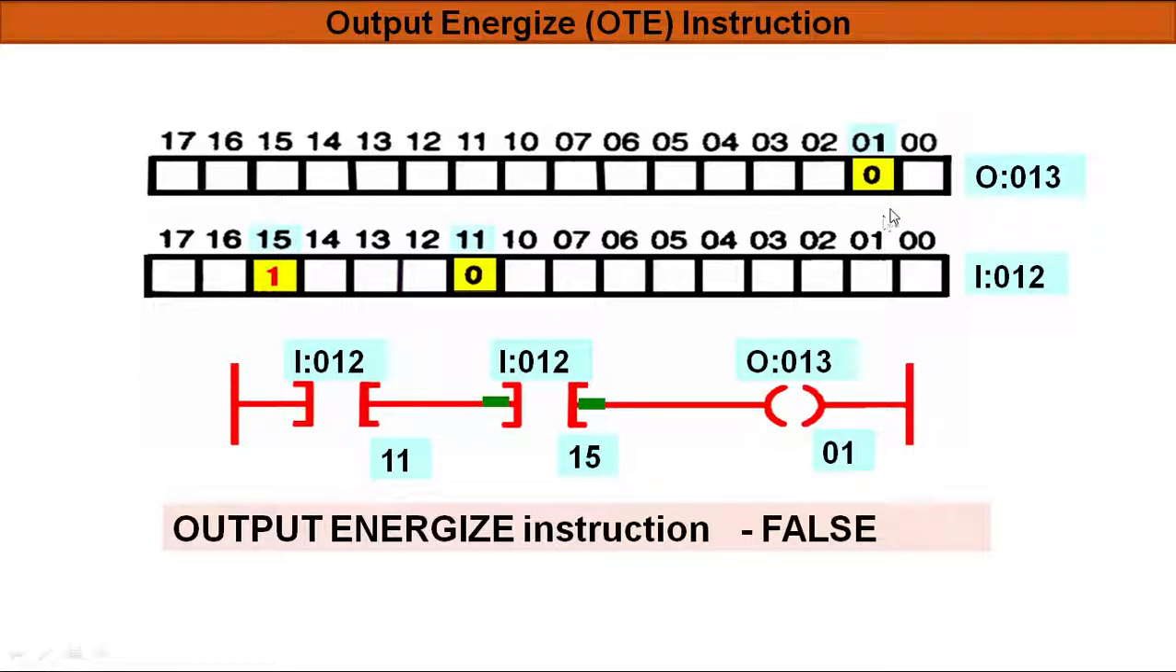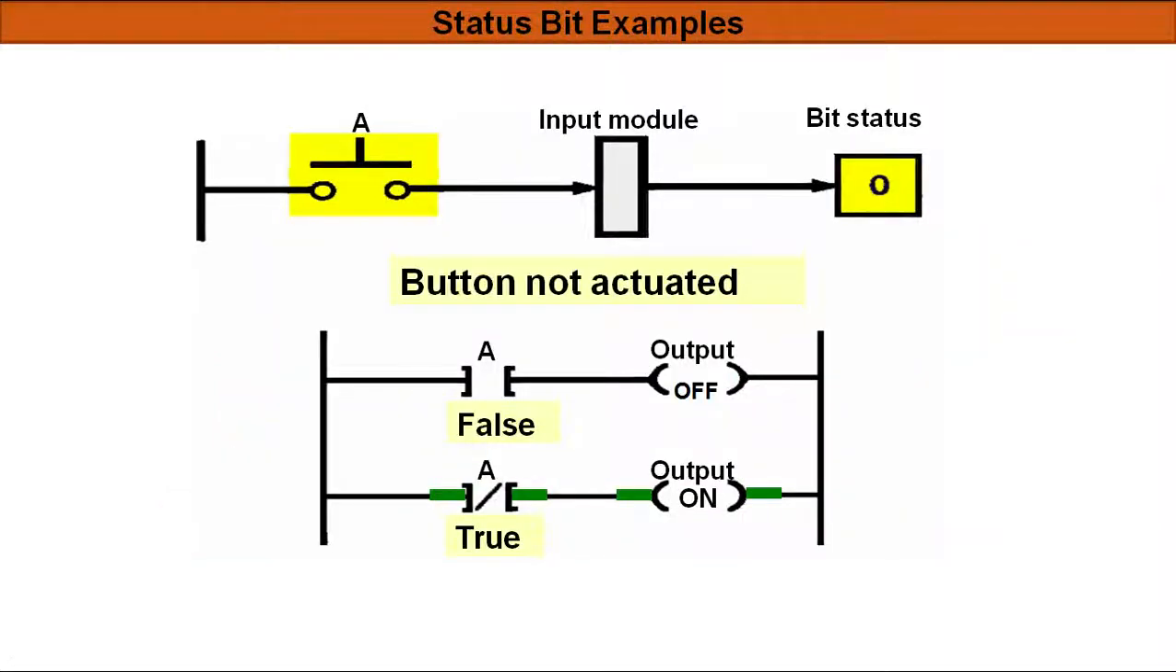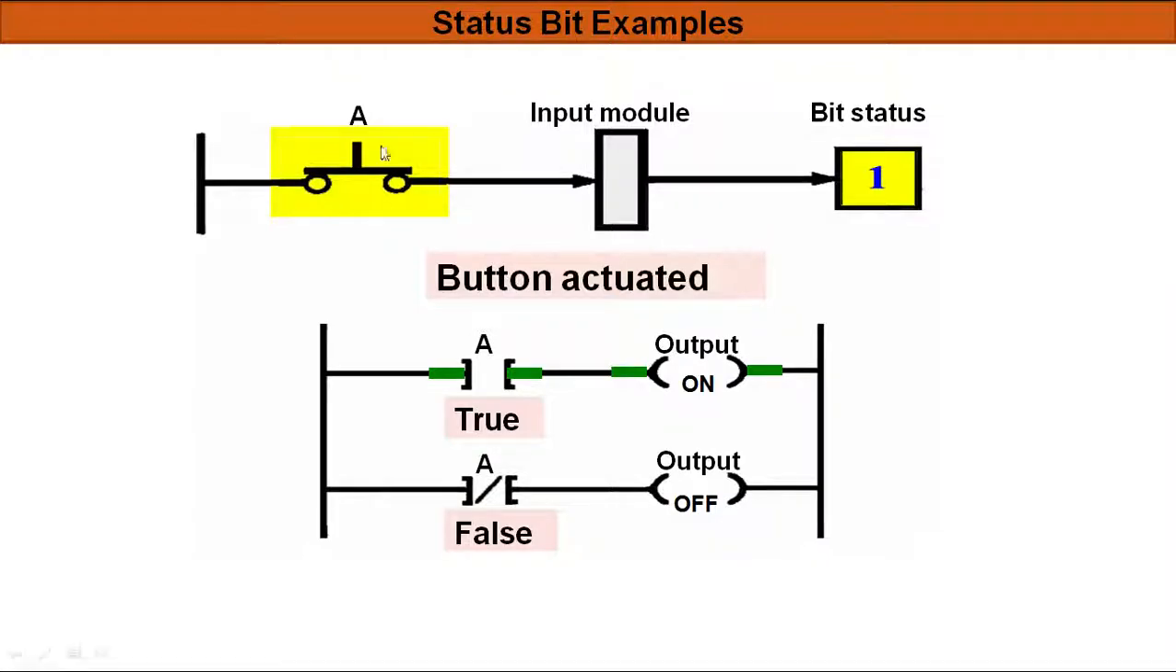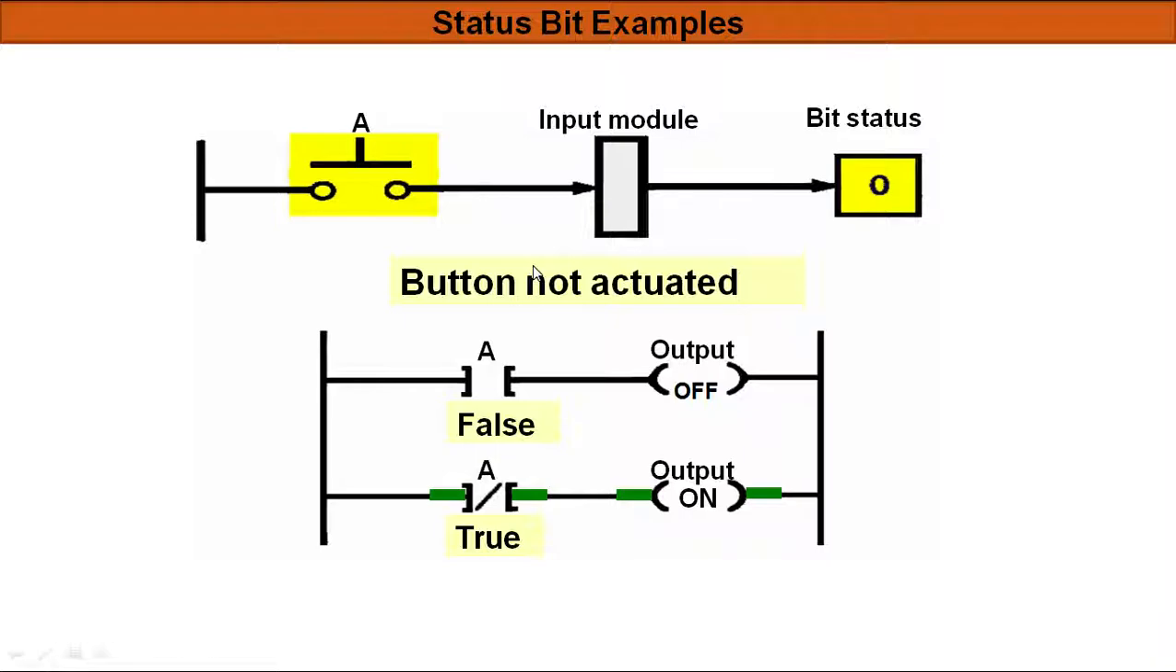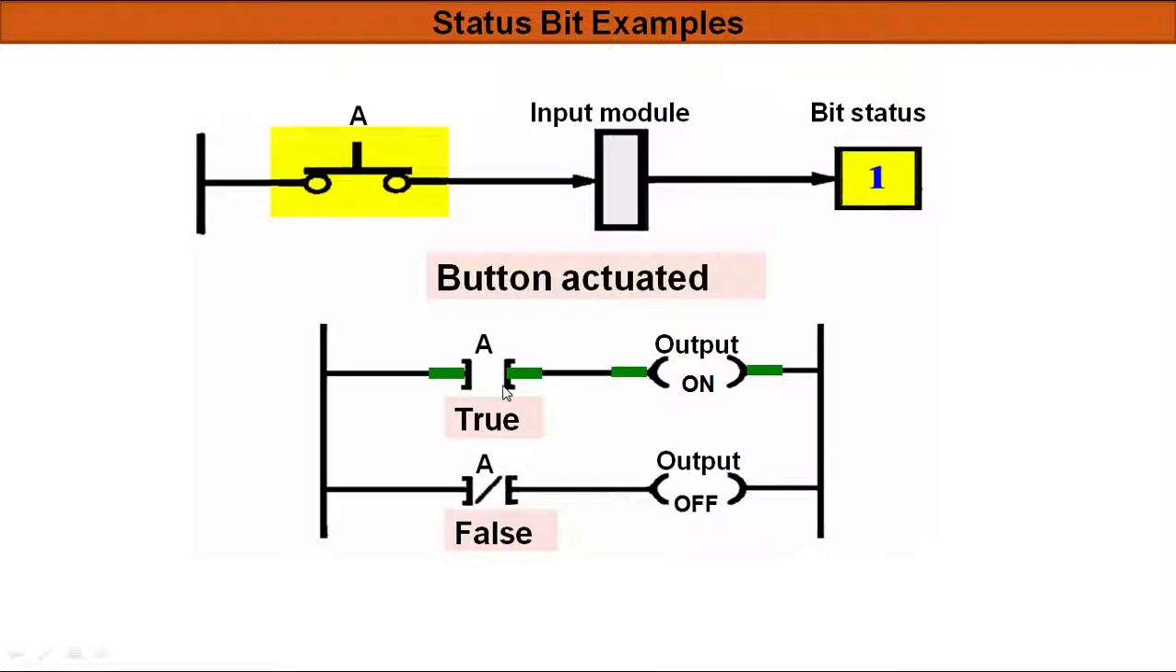If it's 0, you will say it's false. State of this example: like this input module, the button is not actuated. A is false, so the output is off. If A is true, the output is on. Button actuated means true, not actuated means false. True is on, false is off. Simple.